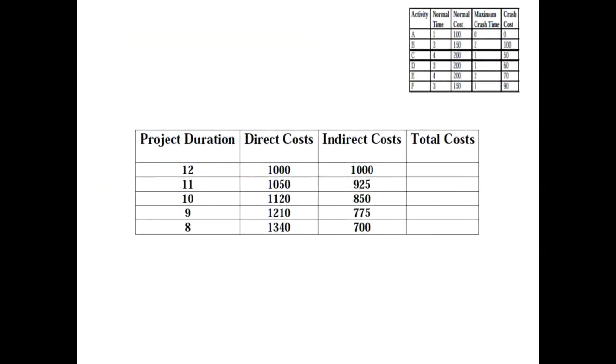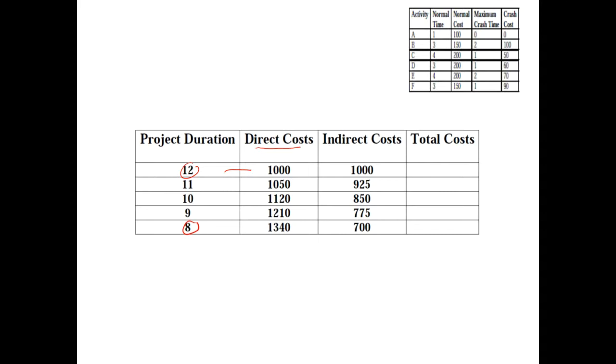Based on the previous example, we have calculated that there are a few options on the plate. Either we could deliver it in 12 weeks and it will cost us 1,000K, or the other option is to deliver it in 8 weeks and it will cost us 1,340. But mind you, these were just the consideration of the direct costs, which are associated directly with the tasks or the work packages.